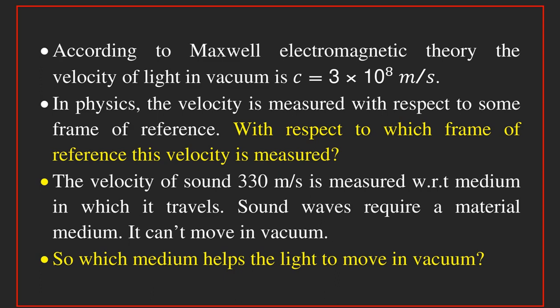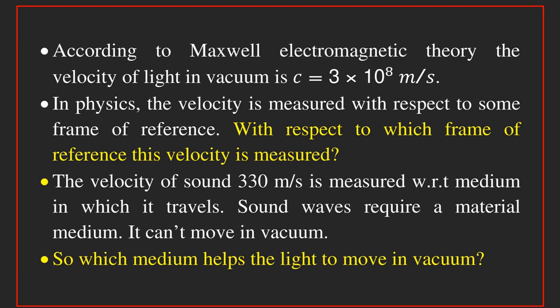For example, we see that the velocity of sound is 330 meter per second in air. It means that this velocity is measured with respect to air. So air is the medium in which sound moves. So the velocity of sound is measured with respect to the medium in which it moves. And also sound cannot move in vacuum. It requires a material medium.